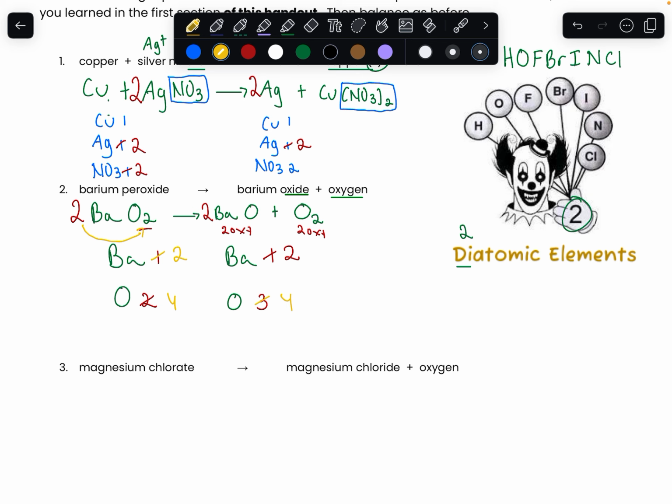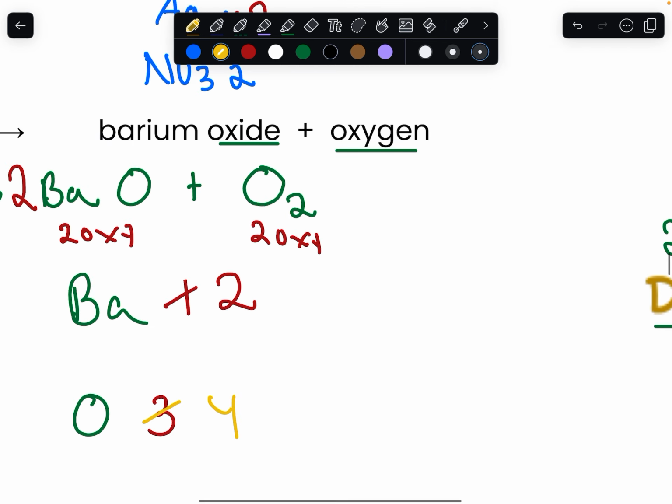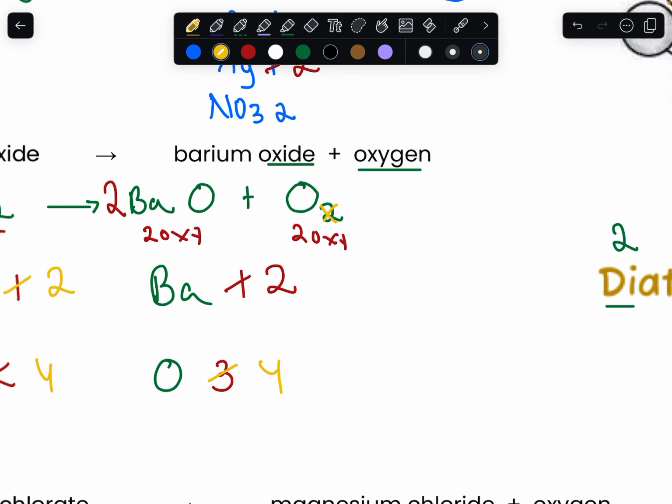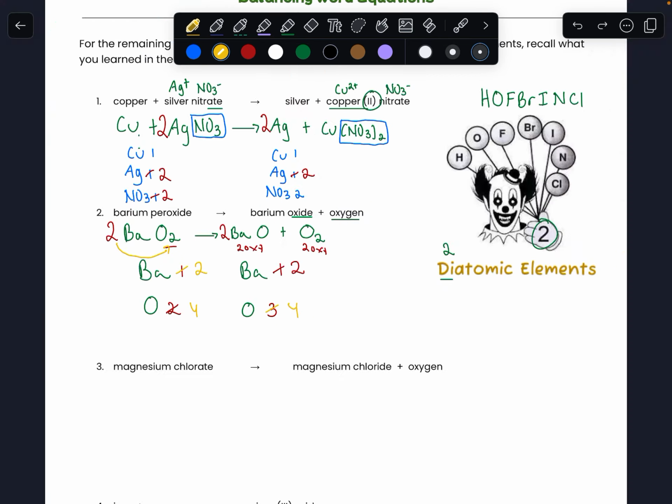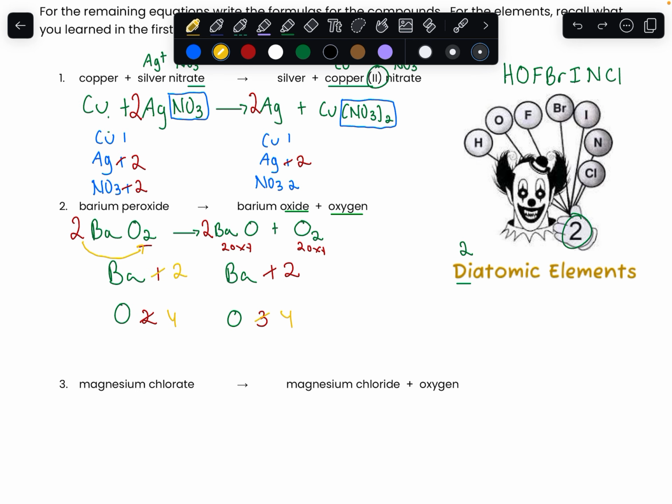Okay, so there you go. So again, if you only wrote O here, you would have gotten the improper balance and you would have gotten stuck, okay, because you would have a 3 and a 2. So make sure you don't forget your Hofbrinkels or your Brinkelhofs. Depending on who you talk to, you might hear it differently.